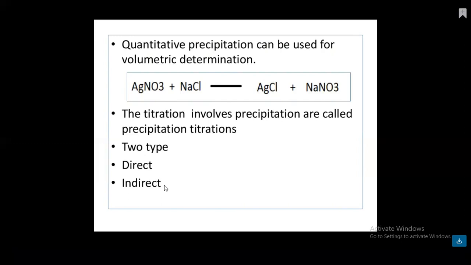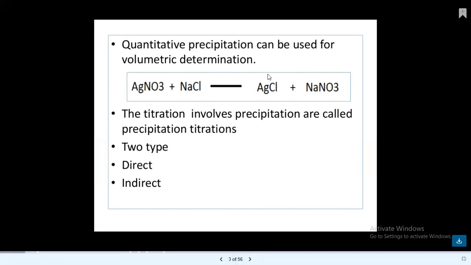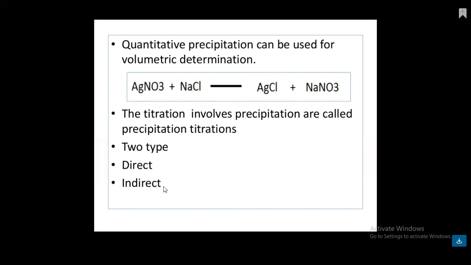And here, another important property is also involved, that is the solubility constant of the precipitate. Depending upon the stability of the silver chloride or the stability of the analyte precipitate, we also perform this indirect type of titration.